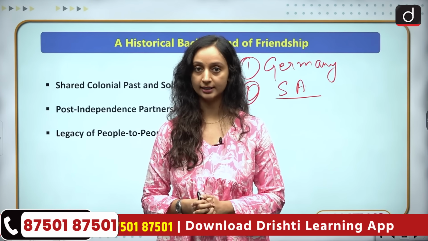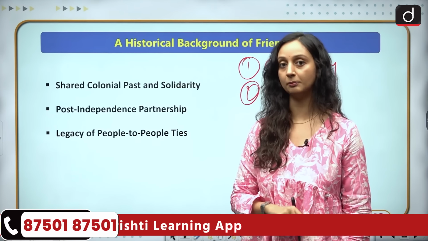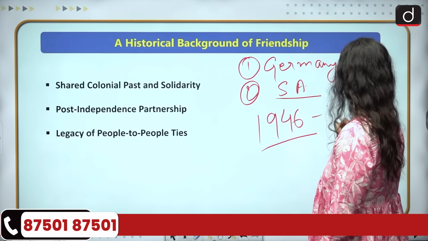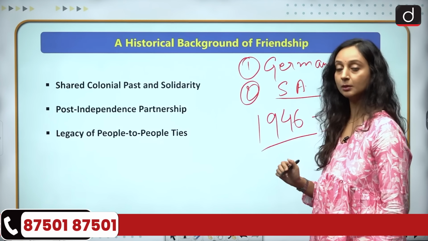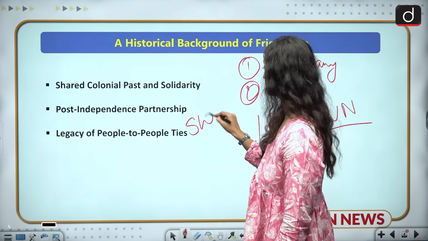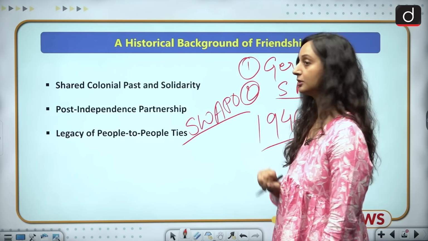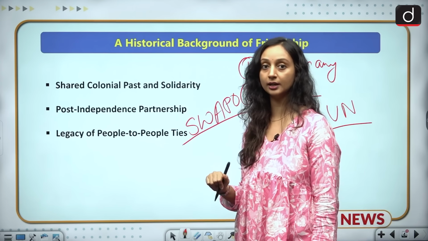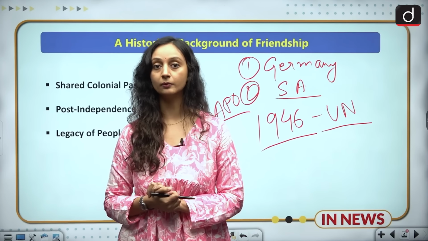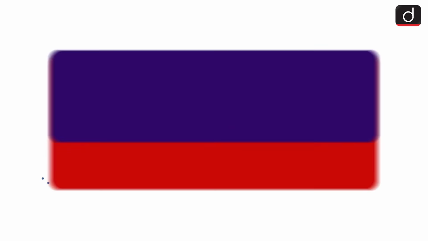stood against colonization. So that is the reason that India raised its voice for Namibia's independence as early as 1946 at the United Nations. So we've always supported Namibia's freedom. In fact, we also provided support to SWAPO, which is Southwest Africa People's Organization. So this was the political organization which was fighting for Namibia's freedom, Namibia's independence, and we have always provided monetary support, moral support to this political organization.